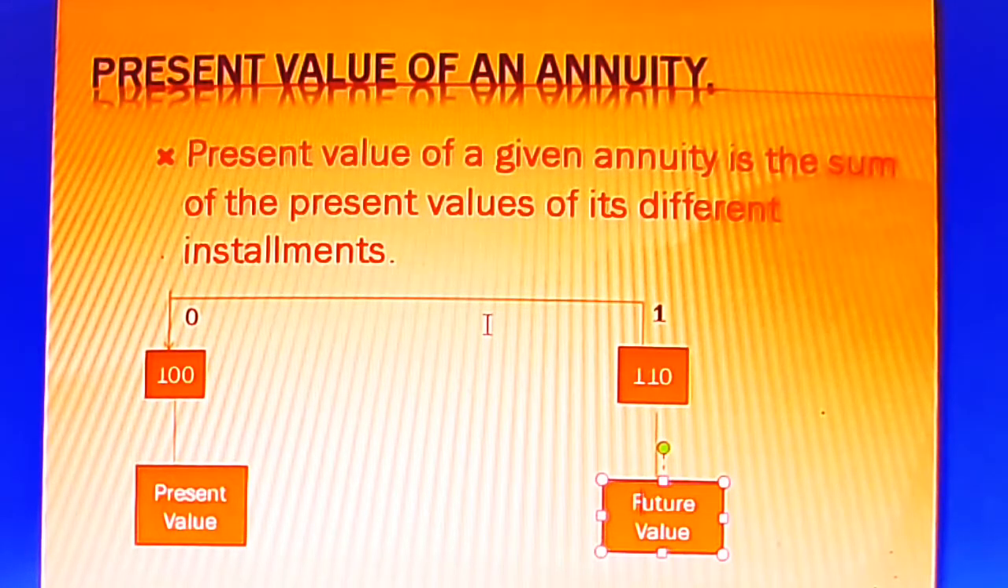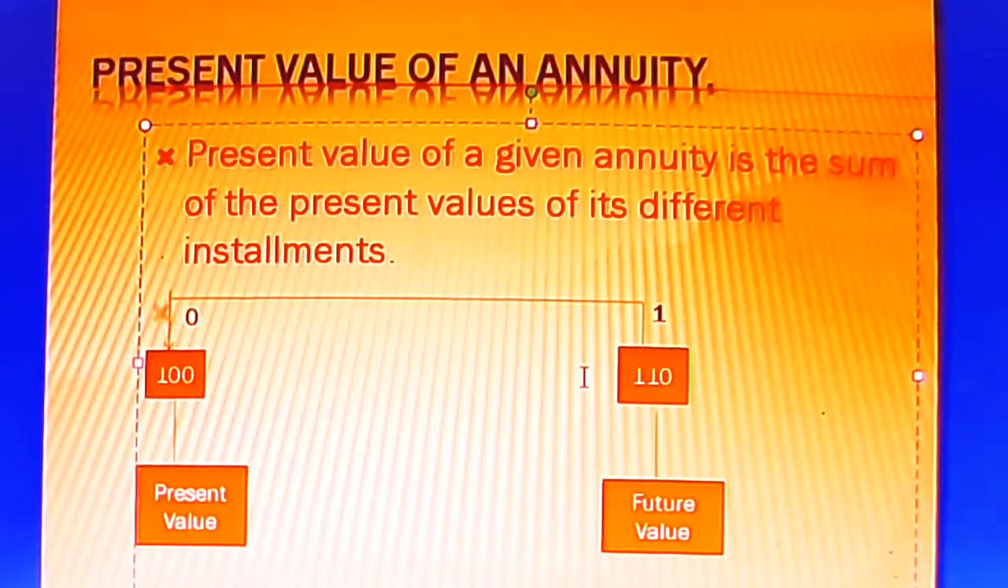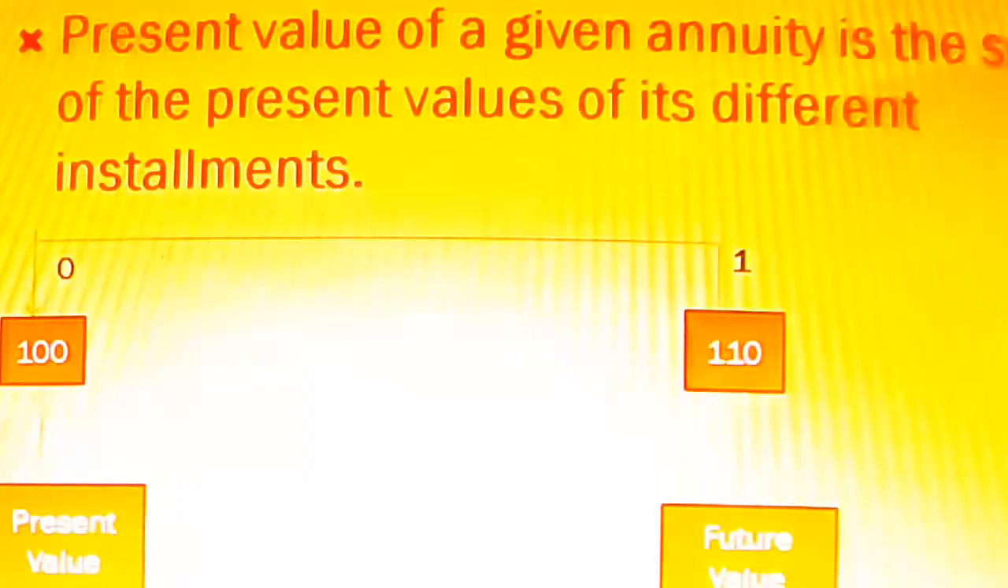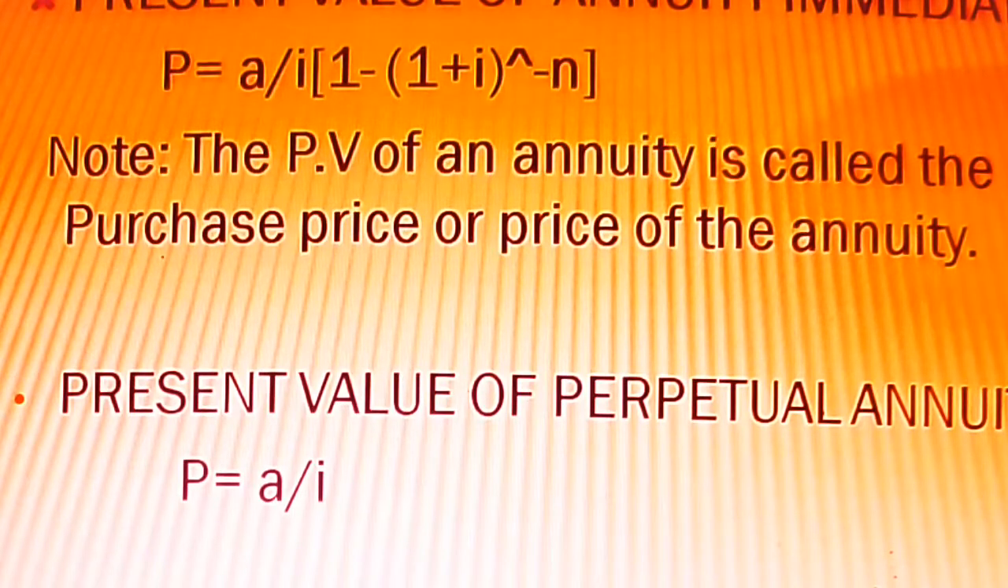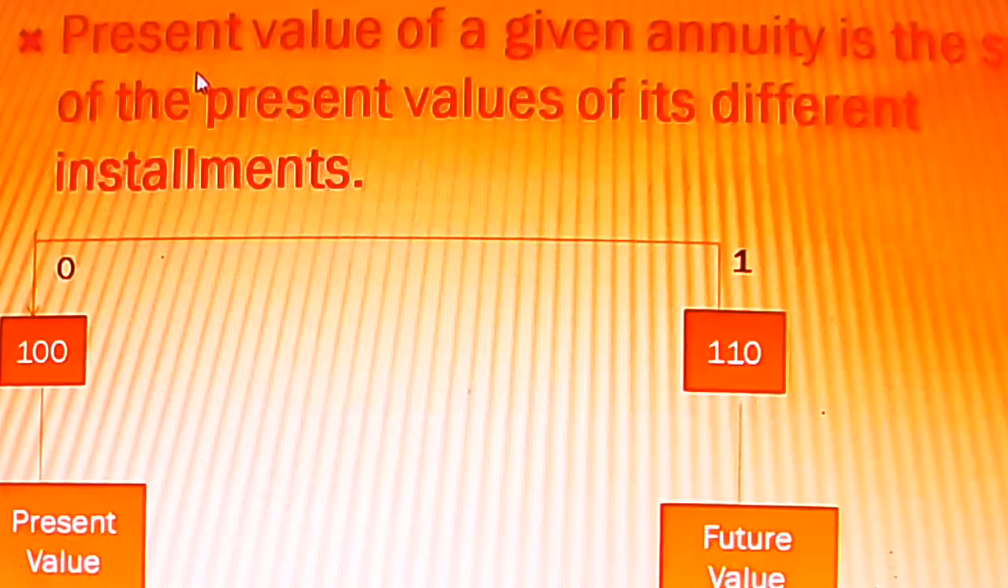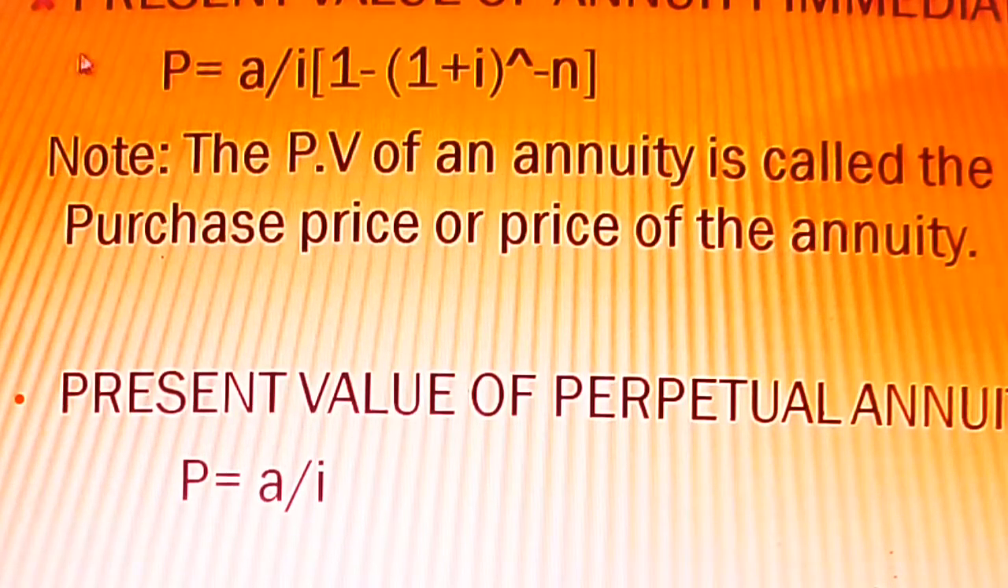Then we'll see the formula for the present value. Present value, the formula is P is equal to A by I times 1 minus 1 plus I, the whole raised to the power minus N. This is for present value of annuity immediate.